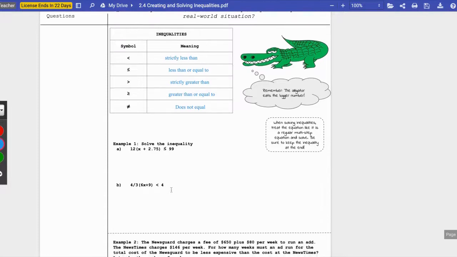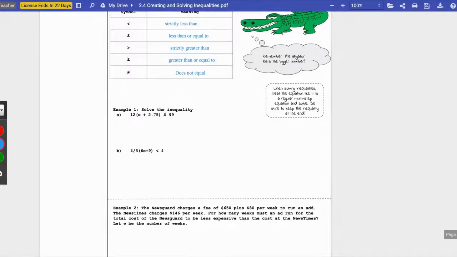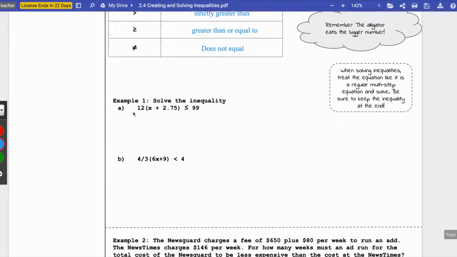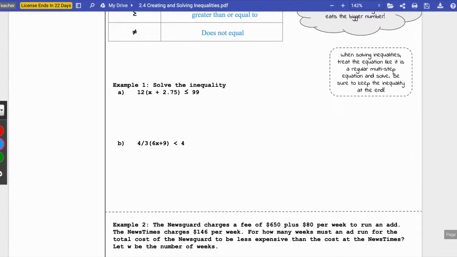All right, let's start solving an inequality. When we go to solve an inequality, we're going to treat it just like a regular equation, but pay attention to the inequality symbol. It's all the exact same steps. It's just the symbol separating the two sides that's different. In this problem, I have 12 times x plus 2.75 is less than or equal to 99.